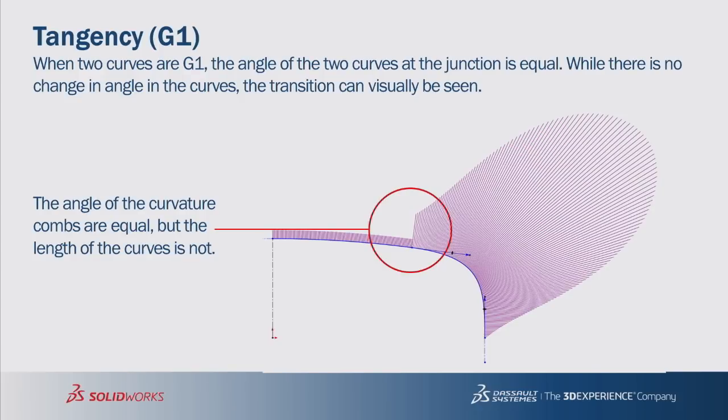So tangency, we have the G1 connection we talked about before. And when we're evaluating with the curvature comb tool, which is showing the rate of change of curvature of the surface, the radius is actually changing along here. If we were to look at the G1 connection, the curvature combs are all the same height because an arc has a constant radius. That's why it's an arc and a radius. So the angle of the curvature combs is equal in the G1 connection, but the length of the curves is not. And this is going to give us that hard edge, just like the fillet showed. We're going to see a break in the light lines, or the quality of the reflection of the surface.